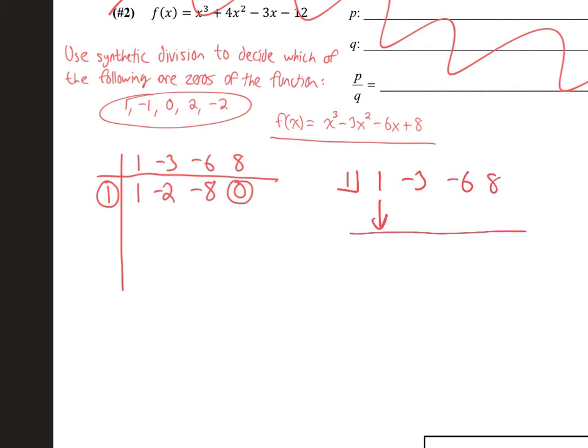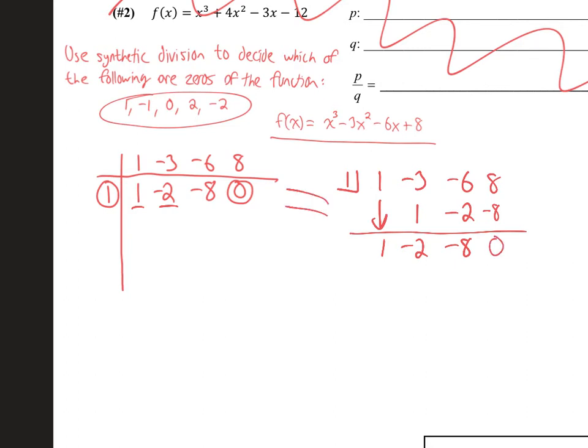So we brought down the 1. That's where the 1 came from. Then we multiply 1 times 1, and we got negative 3 plus 1 is negative 2. So you can see over here we have 1 and negative 2. And then 1 times negative 2 is negative 2. And then we got negative 6 plus negative 2 is negative 8. And then 1 times negative 8 is negative 8. And then 8 minus 8 is 0. Okay, so these are the same thing.